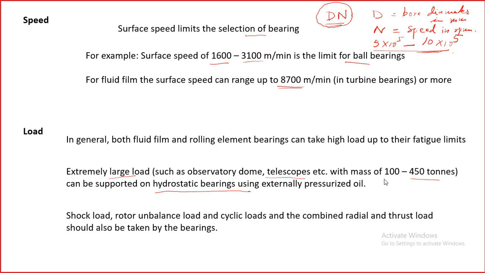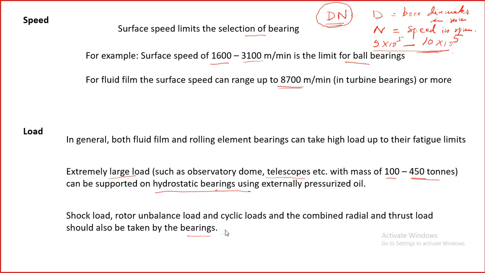So the mass of a telescope tends to be in the range of 100 to 450 tons, and they are supported on hydrostatic bearings, which are externally pressurized oils. Shock load, rotor unbalanced load, cyclic loads, and combined radial and thrust loads should also be taken by the bearings. So these are also other requirements of the bearings.